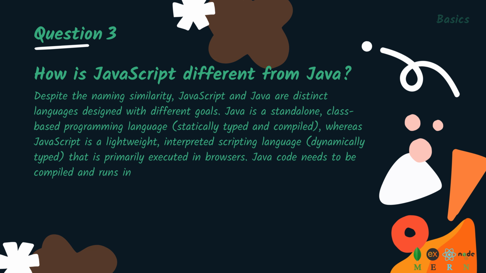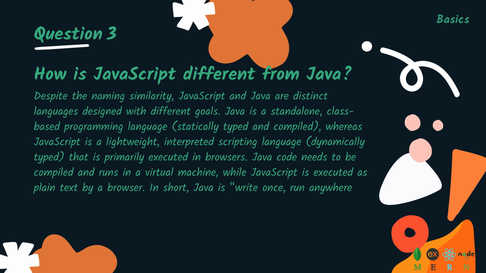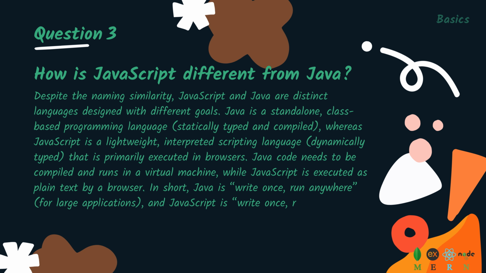Java code needs to be compiled and runs in a virtual machine, while JavaScript is executed as plain text by a browser. In short, Java is write once, run anywhere for large applications, and JavaScript is write once, run in browsers for interactive web content.